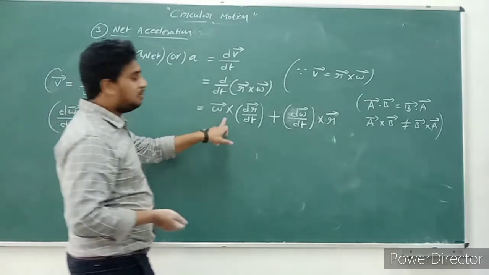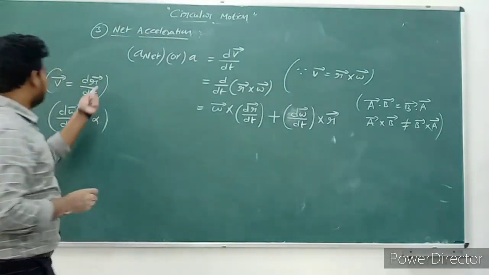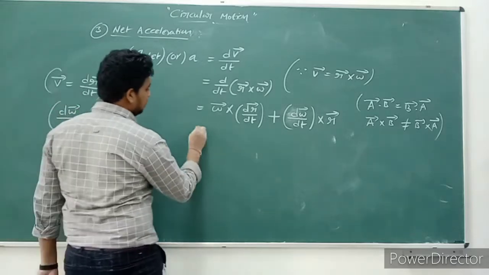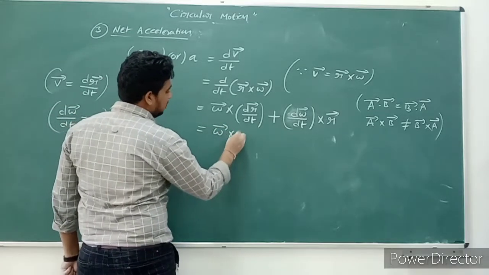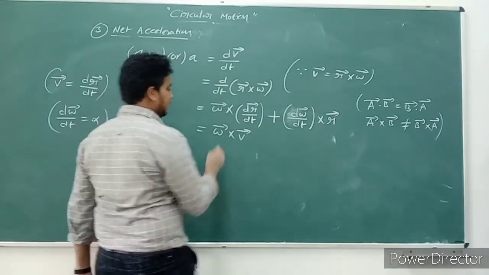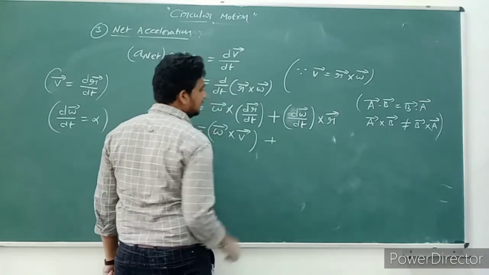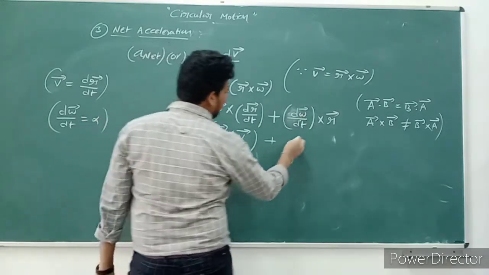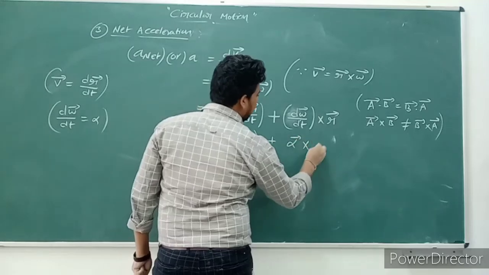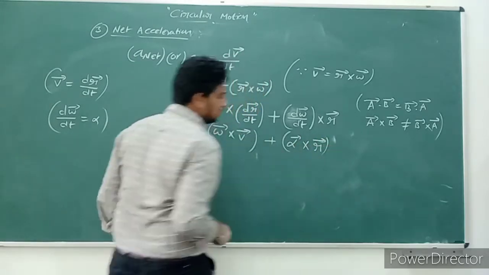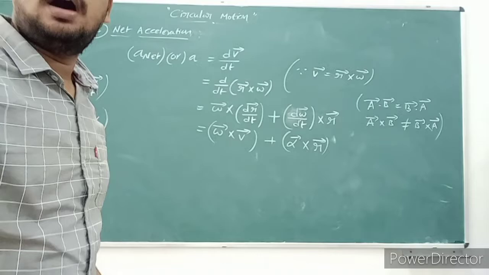Here omega bar cross dR bar by dt. dR bar by dt means v bar. That means omega bar cross v bar. Next plus d omega bar by dt means alpha bar cross R bar. Alpha bar cross R bar.